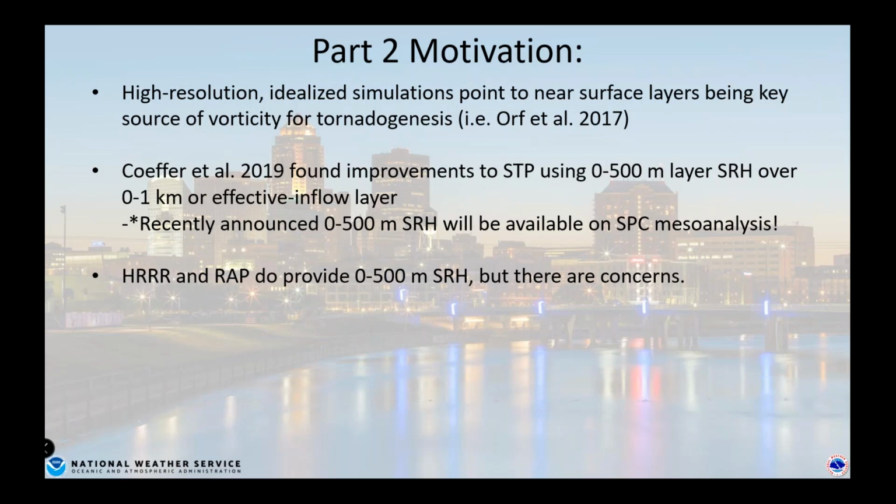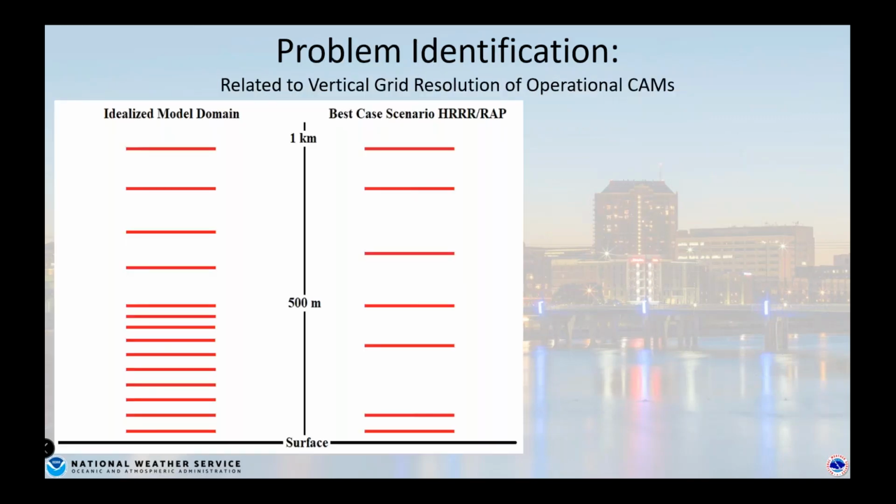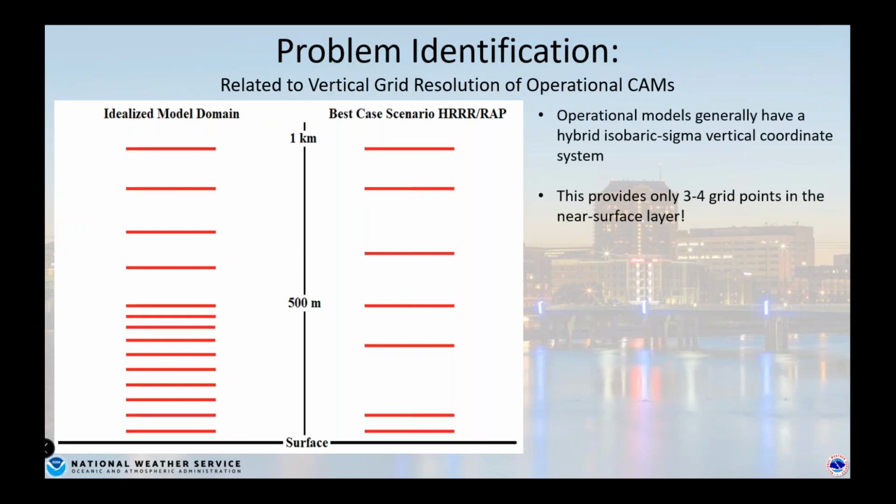And so the HER and the RAP do have the ability to put out a 0 to 500 meter storm relative helicity value, but there are a few concerns that we will address. And that's essentially why we're looking to take this opportunity to develop an R2O initiative. So the problem that we've identified here mainly lies in the grid spacing that is available in an idealized model domain, such as Cloud Model 1, versus what we would use in the HER or the RAP. And so for our convective allowing models that we're using operationally here in the Weather Service, we're only typically, on a good day, going to get 3 to 4 grid points in that 0 to 500 meter layer.